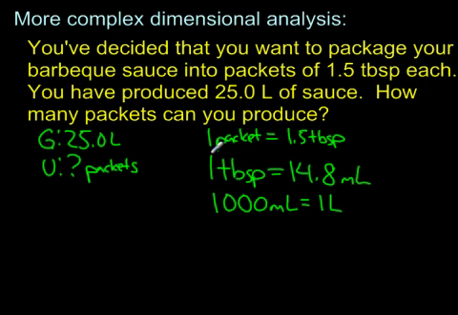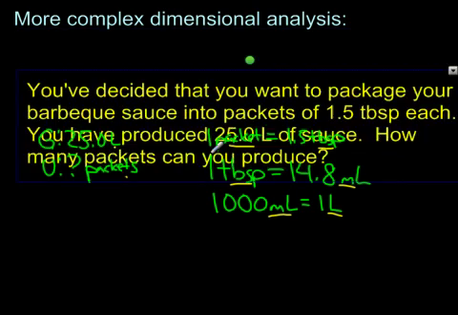Remember, that's what the equalities are for, they're supposed to give us a way to get from the given to the unknown. So I can go packets to tablespoons, tablespoons to milliliters, and then milliliters to liters. So I can get from my given, which is liters, all the way to my unknown, which is packets. Okay, that's what I'm trying to do. That is the whole central focus point of doing this.